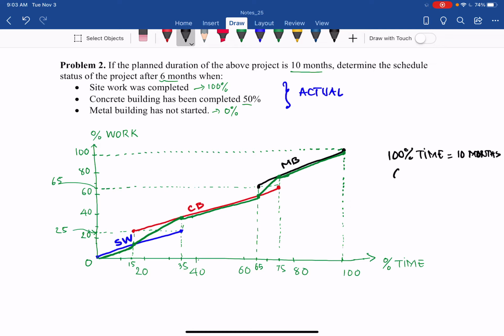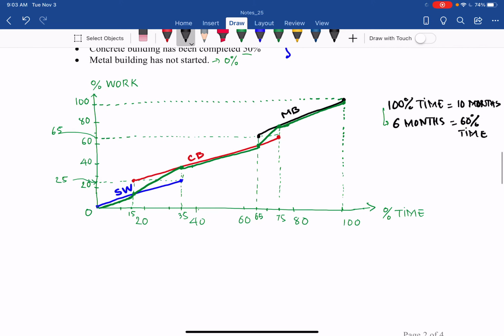So what does that mean? It's 6 months. From there, you can have 6 months. After the project finishes 6 months, it goes to 60% time. Then what does that mean? We can insert, if we talk about months, this one is 10 months in terms of months. And 60%, so it will be 6 months if we want that.